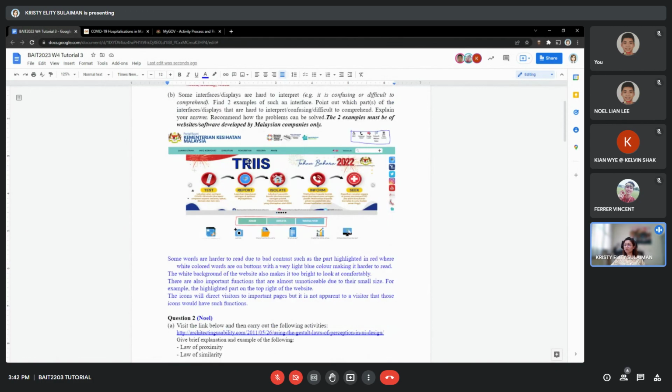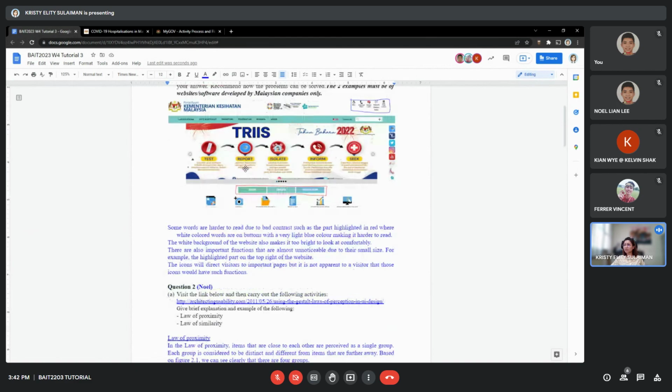Okay, so from here, this is KKM, right, Calvin? So some words are harder to read due to bad contrast. Bad contrast highlighted in red, this one, right? You mean this one? The white words on the very light blue button make it harder to read. And to me, this one also is a little bit hard to read.